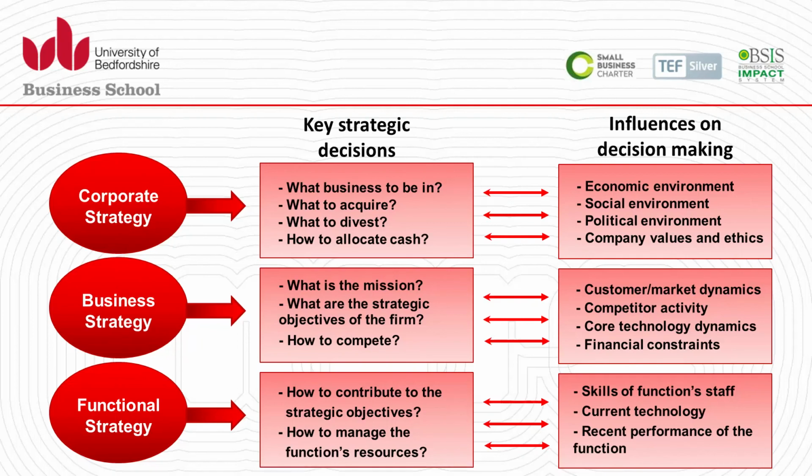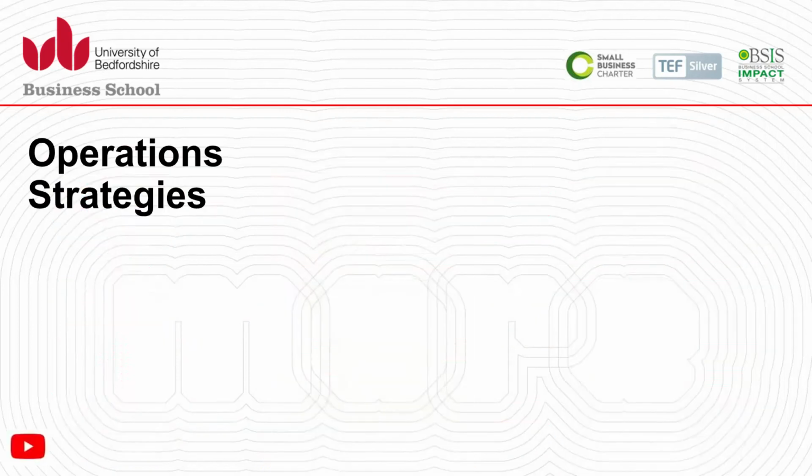And then, of course, we need current technology, which is not obsolete but innovative, and the recent performance of each function can help them achieve the functional strategy that supports the business strategy, which in turn supports the corporate strategy. These are the key influences on decision making at different levels.